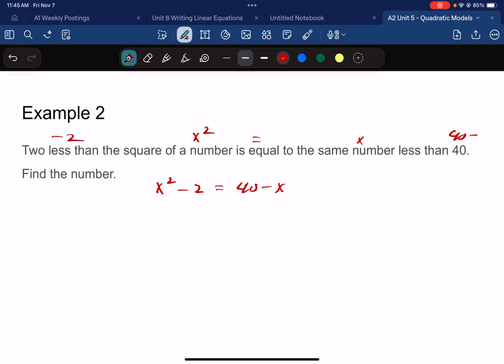The same number less than 40. There it is. So this is a quadratic, and you solve it by moving everything to one side of the equation. Put it in standard form. So x squared plus x minus 42 equals 0. And I think this factors, 6 times 7. Yeah, so x is 6, or x is negative 7. They're both correct.